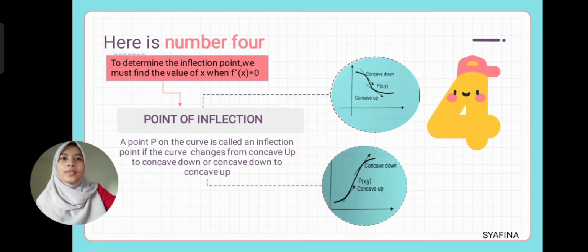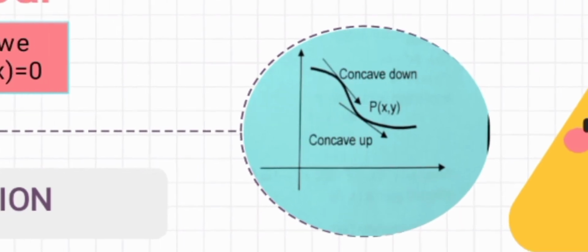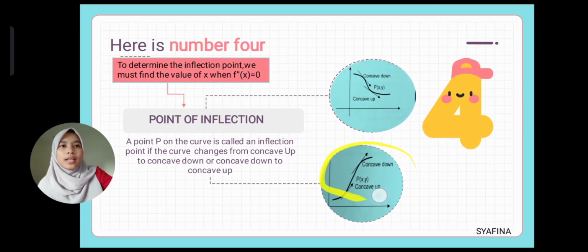Okay, now we will discuss points of inflection. A point P on the curve is called an inflection point if the curve changes from concave up to concave down or from concave down to concave up. As you can see in the picture, the graph is concave down until it reaches P, then turns to concave up. The same goes for the second picture.